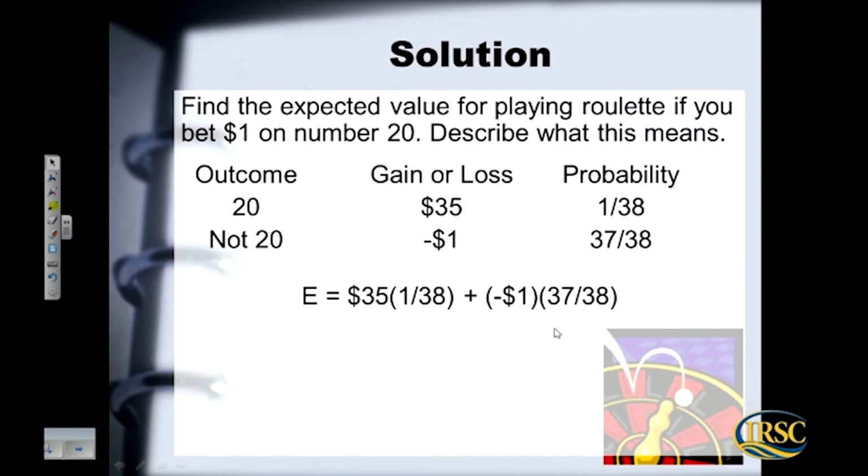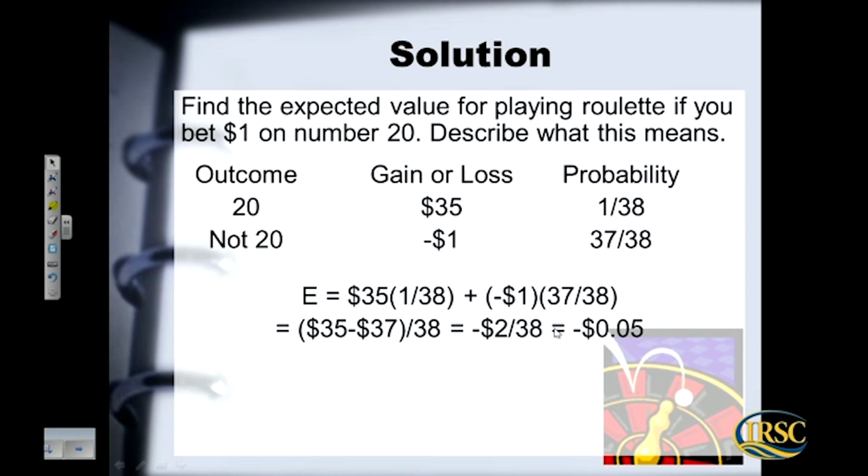Okay, so this is essentially what we did. I just didn't show it in the fourth column. It's 35 times 1 over 38 and negative 1 times 37 over 38, which gives us negative 2 over 38, which is the same as negative 0.05. Now remember that this was money that we were multiplying by, so it's negative 5 cents.